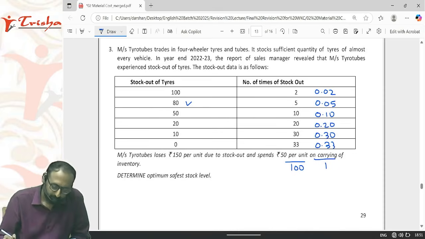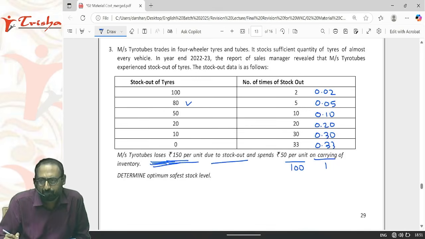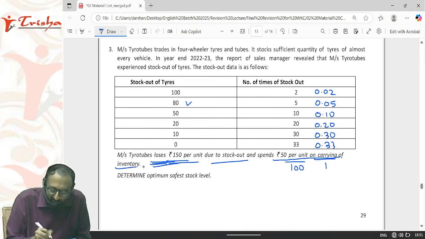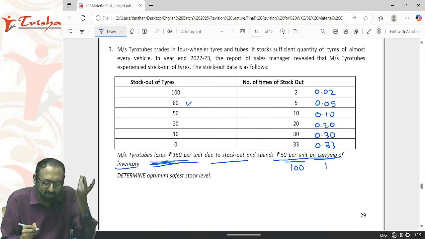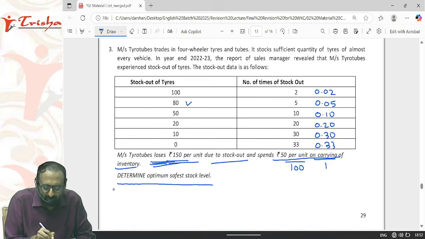Next one. Sirji, 150 will be loss. Company will lose 150 due to stock out. Loss of the company per unit is 150. Next one, 50 rupees per unit is the carrying cost of the inventory. If you maintain the safety stock, carrying cost will be 50. Calculate the optimum safety stock.